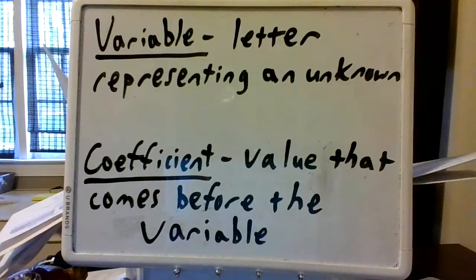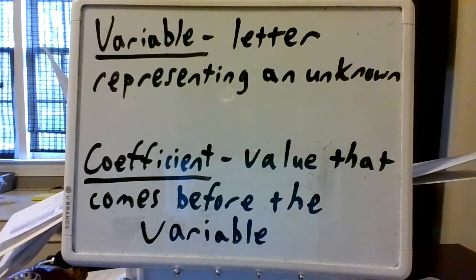like terms. First, you've got what's known as the variable. The variable you'll see as like X or Y or Z or A or B or C. It's the letter that represents something that's unknown.